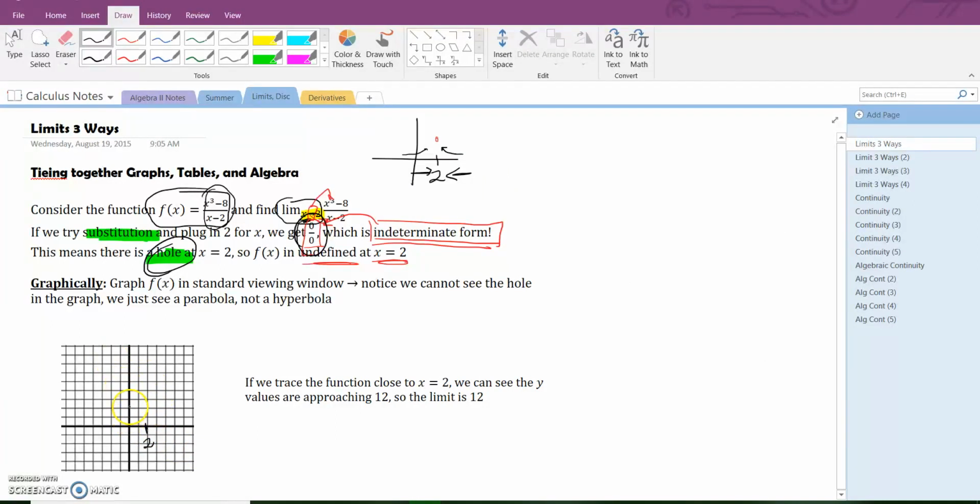So if I go up at 2, 4, 6, 8, I'm guessing it's 12 right now. We're going to verify that soon. And just approximate a parabola like this. Doesn't have to be perfect. There we go. Let's see here.